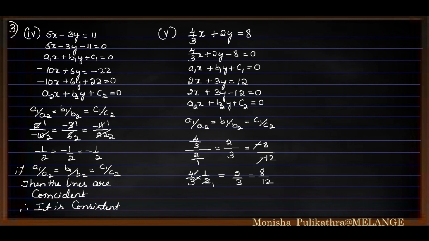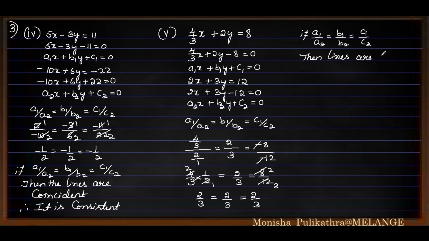Okay. Here 2 1s are 2, 2s are. Here 4 2s are and 4 3s are. So the remaining is 2 by 3 is equal to 2 by 3 is equal to 2 by 3. Okay, so all ratios are equal. If all ratios are equal, so if a1 by a2 is equal to b1 by b2 is equal to c1 by c2, then lines are coincident. Okay, coincident. Therefore, it is consistent.